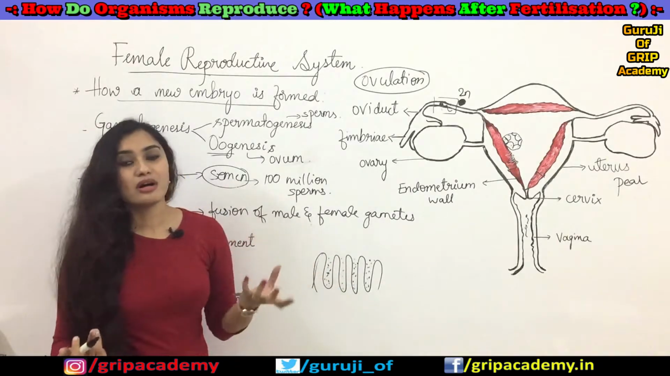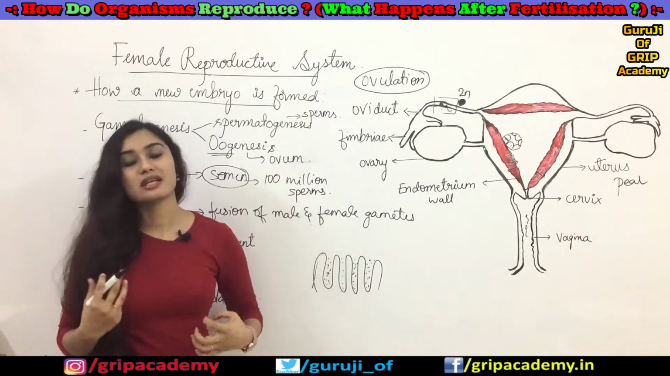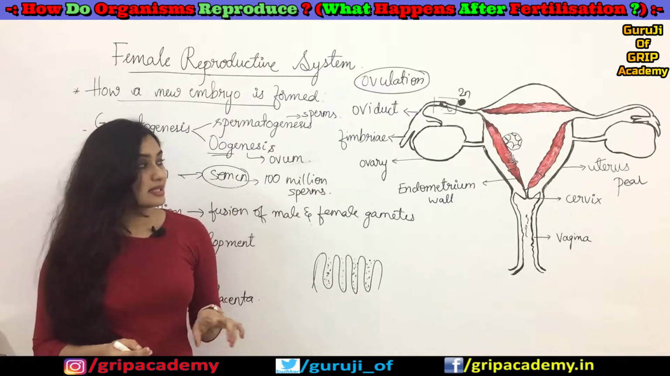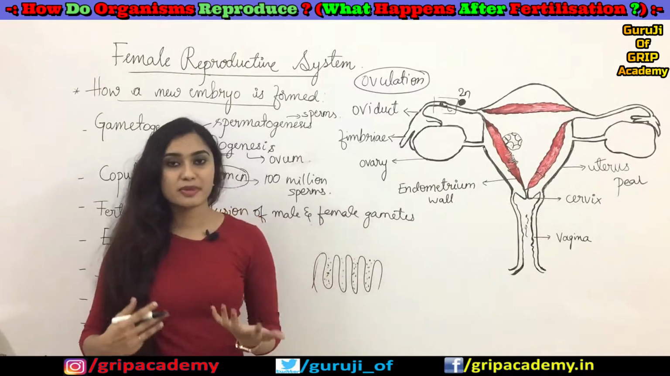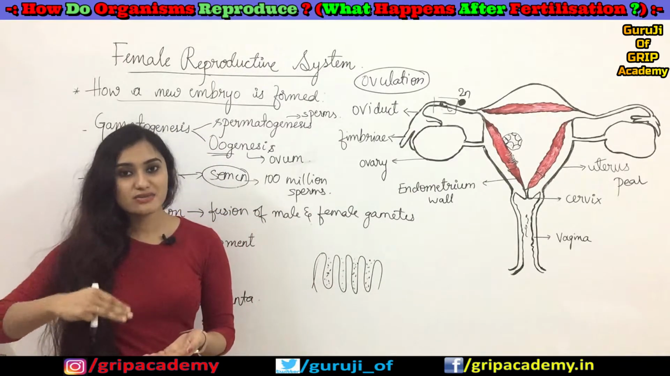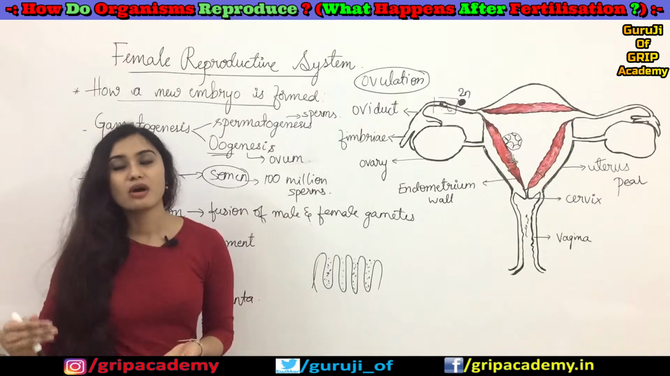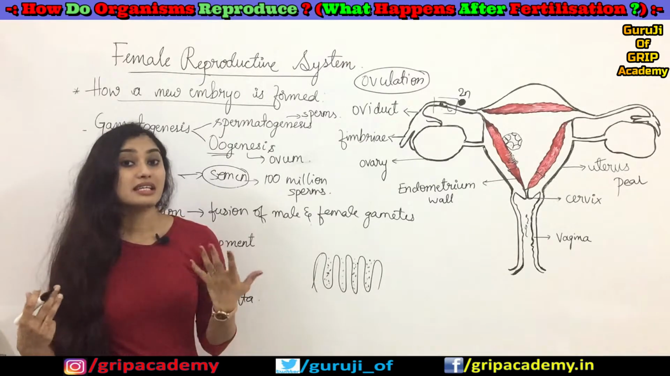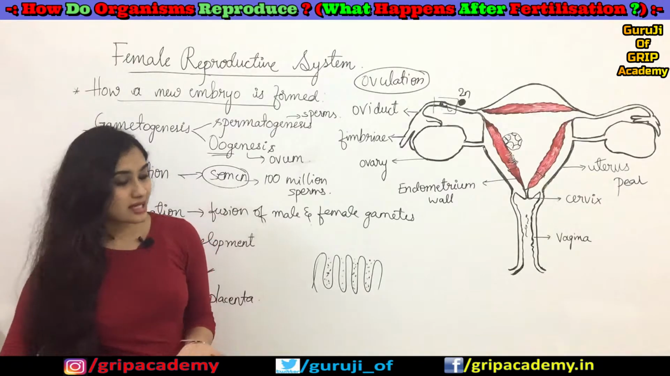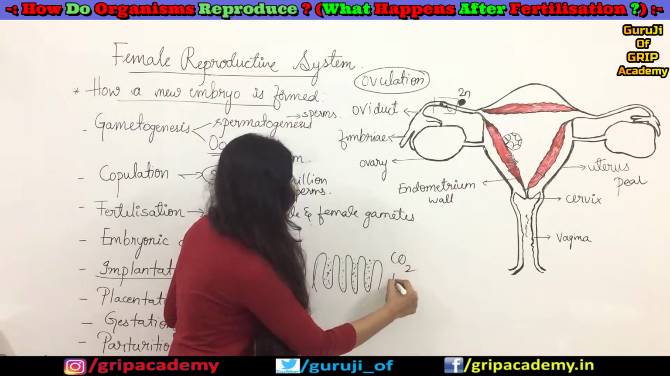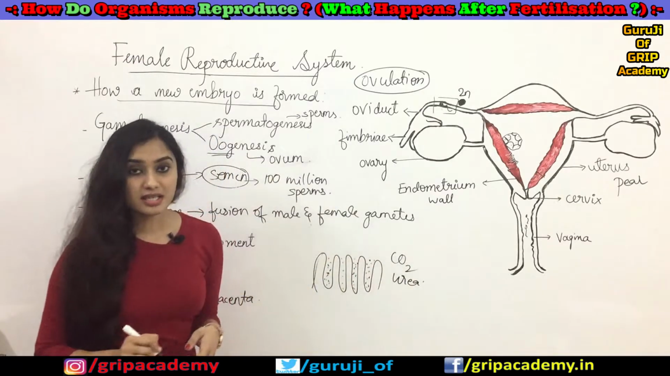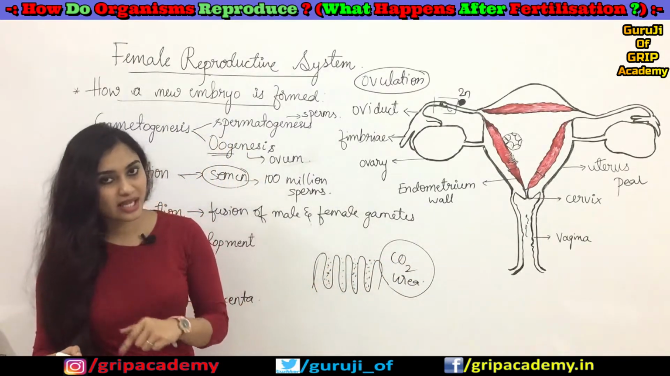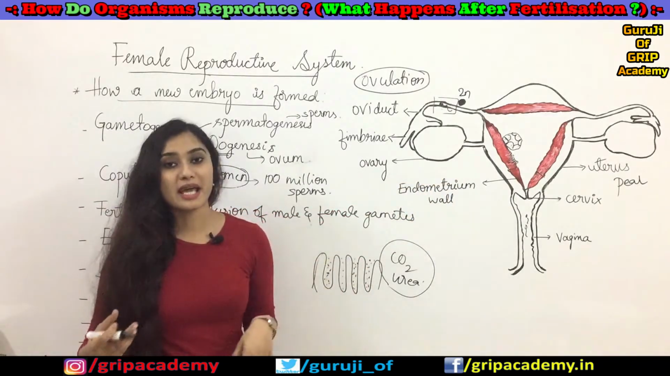Also see, it's not only that the required materials are taken up from the mother's blood. The growing embryo is made up of living cells, so the cells carry out different functions or metabolic activities. The cells will also produce harmful, unwanted substances like carbon dioxide and urea, correct? So those unwanted materials also have to be removed from the growing embryo, right?